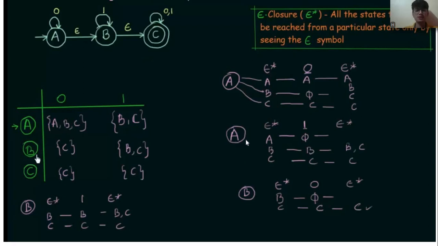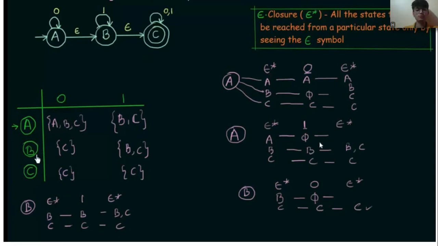Then for the same state A, now we are going to apply the input 1 here. A on epsilon closure, as we already know, gives the three states, that is A, B and C. When we give the input 1 to A, it does not go anywhere. So write it down here as phi. Then for B, on applying 1, it goes to B itself. Then it does not go anywhere else. So write B only here. Then again for C, on applying input 1, we will get C itself. So we are going to write that.